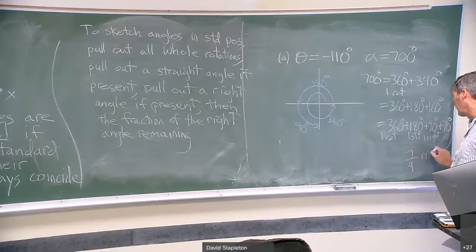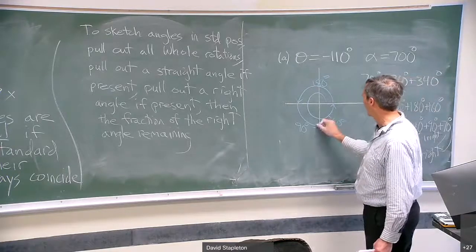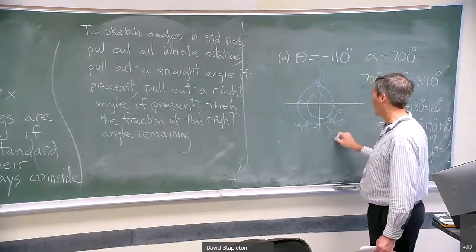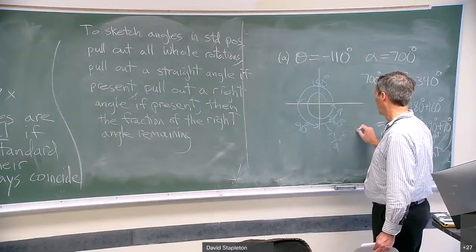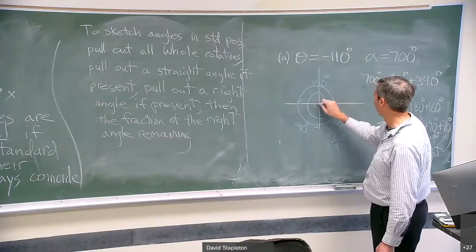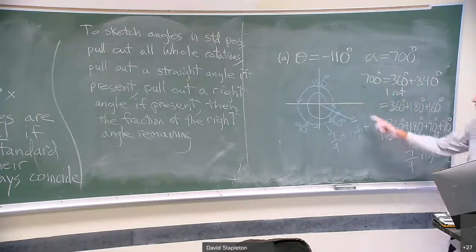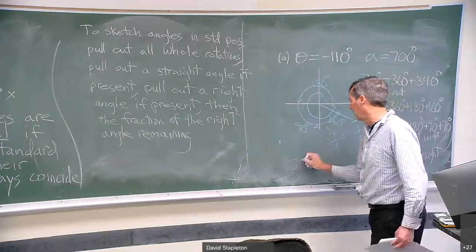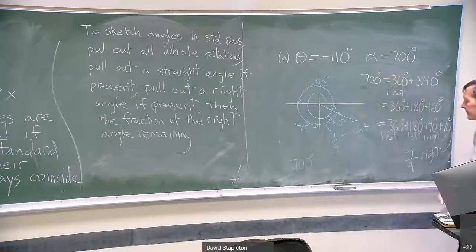of a right angle. So you draw about 7/9 of the way across, like this, 7/9 of a right angle. And that's where the terminal ray goes. About here like that. And then we'll say this whole angle is 700 degrees.